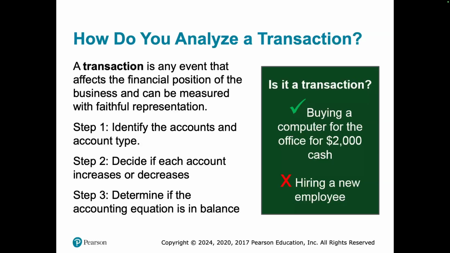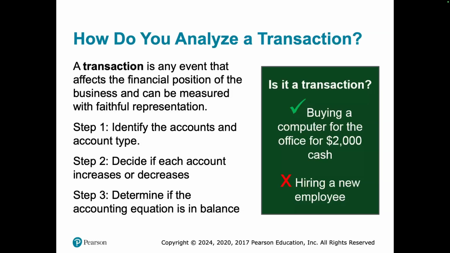So we see one asset on there. There's $2,000 of cash, and then computer is the other asset, right? So we have two assets here. We decide if each account increases or decreases, right? So if I'm buying a computer, I'm adding an asset that's going to increase. And if I'm buying it for $2,000 cash, my cash is going to decrease. Now, overall assets don't change. I'm just changing the form of my assets or what they consist of.